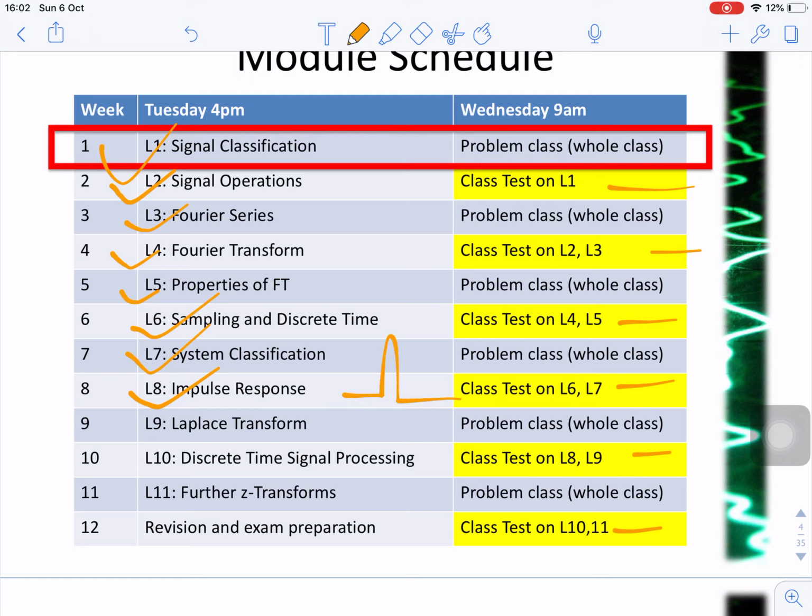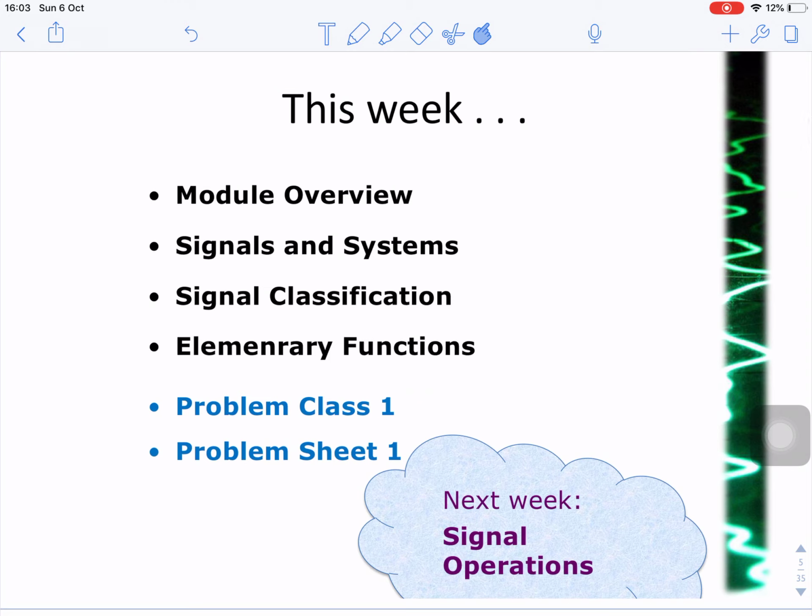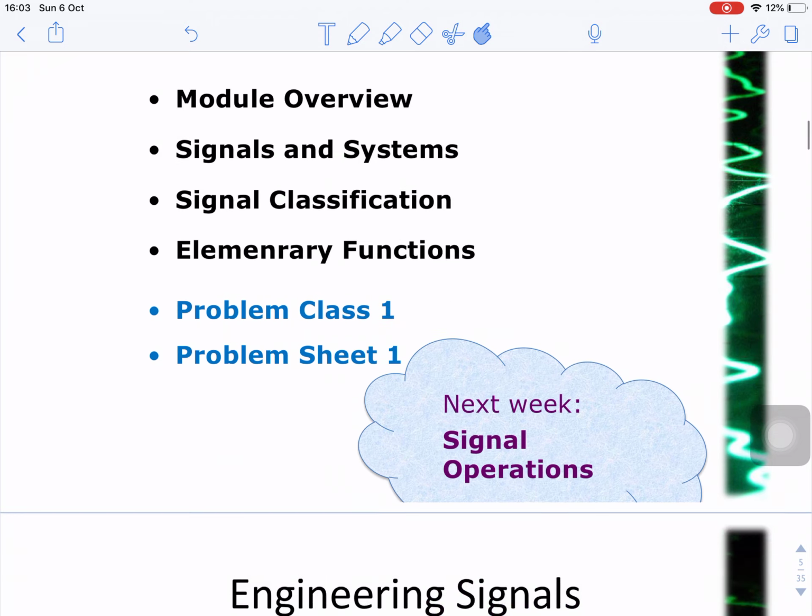It's mainly about how the output is related to the input. The Laplace transform is about going to the s domain, and discrete time signal processing is different from all of them. The Z transform is related to discrete time. And then revision class and exam preparation. This week we're going to talk about the module overview, signal classification, and elementary functions.